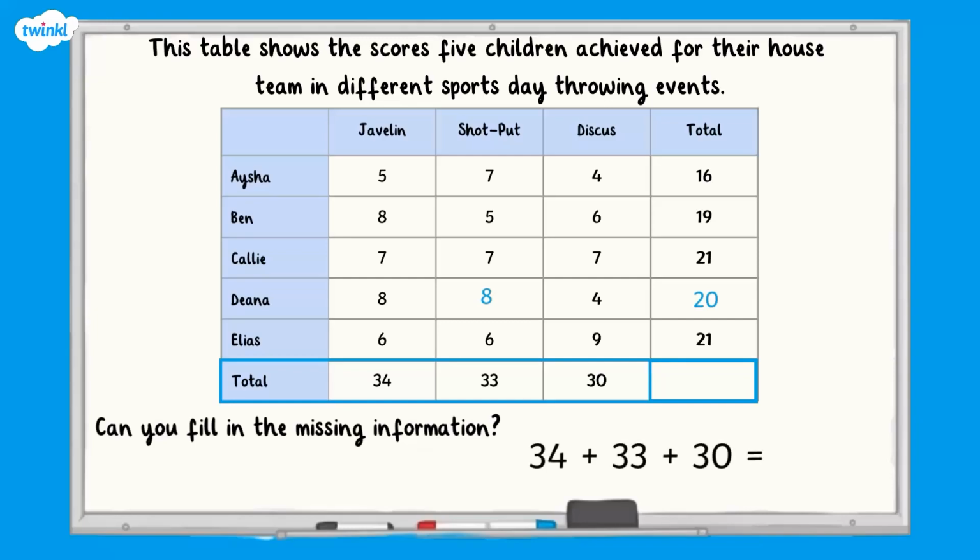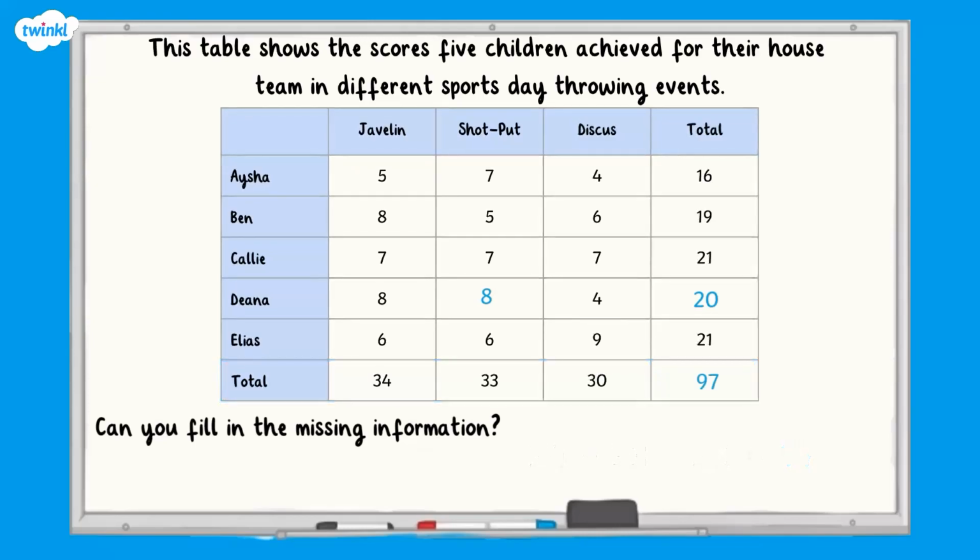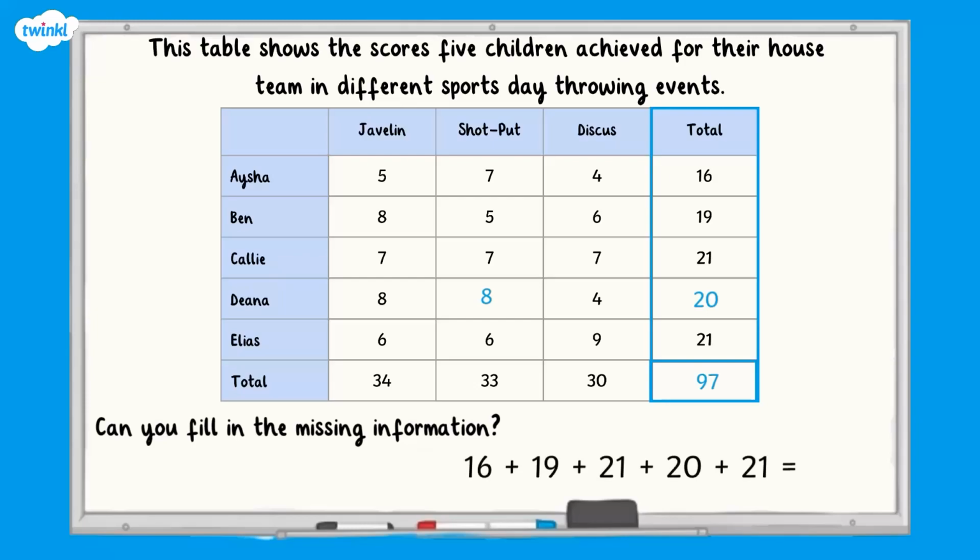34 add 33 add 30 equals 97. So the overall total is 97. We can check our answer by adding together the total score of each child. The answer should be the same, 97. 16 add 19 add 21 add 20 add 21 does equal 97. So our answer is correct.